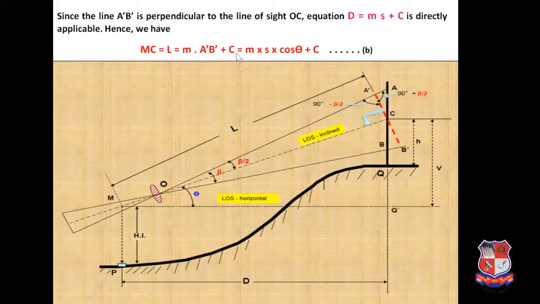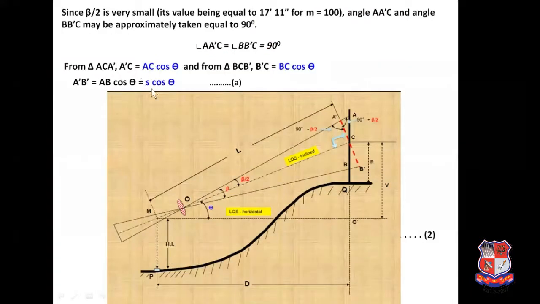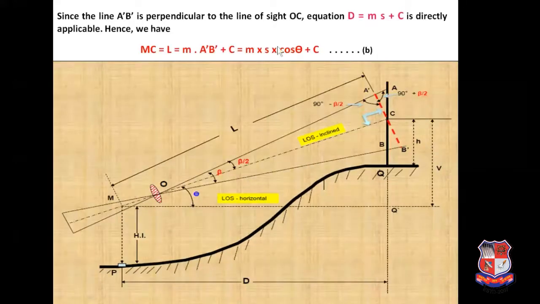So our equation will become MC is equal to L is equal to M into S cos theta plus C cos theta. Now what is the value of A'B'? The value of A'B' is equal to S cos theta as per this equation. So we put A'B' equal to S cos theta: M into S into cos theta plus C. That is our equation number B, and that will give the value of capital L.